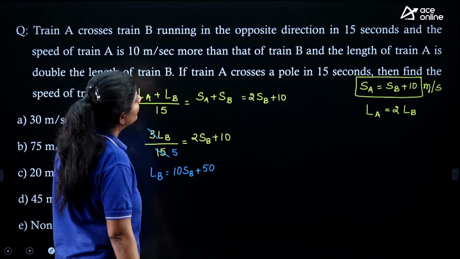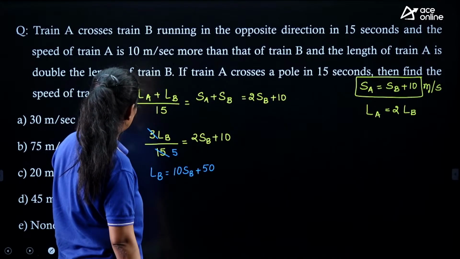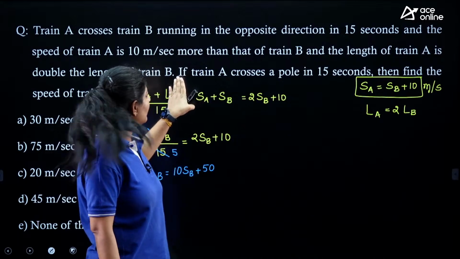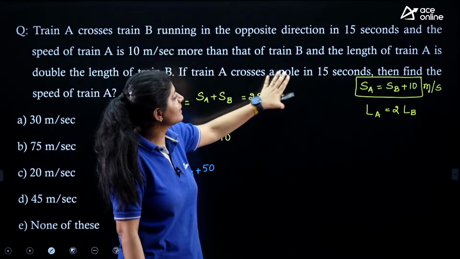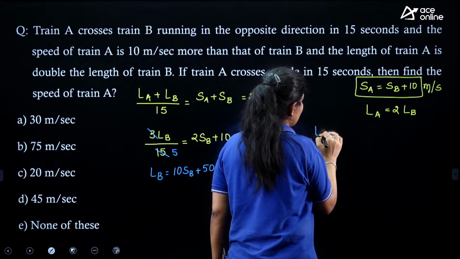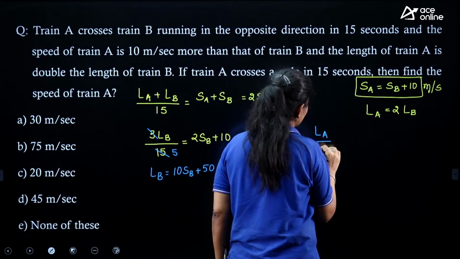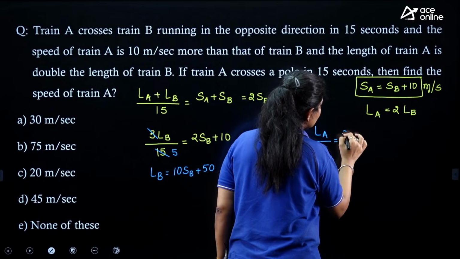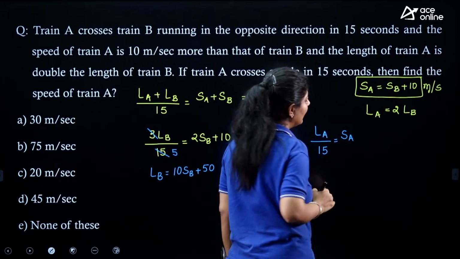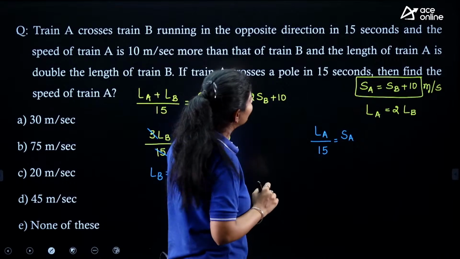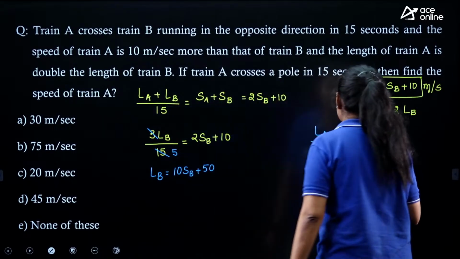Now we need to find out some more relations. As there's one more data given over here, if train A crosses a pole in 15 seconds, that means length of train A divided by 15 is equal to the speed of train A, right. This is the relation that we have over here, and ultimately we need to find out the speed of train A.